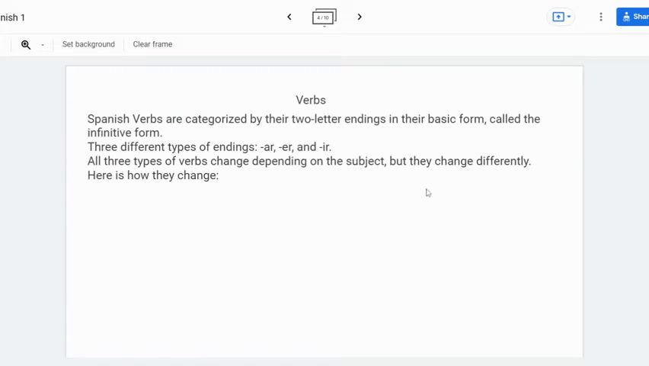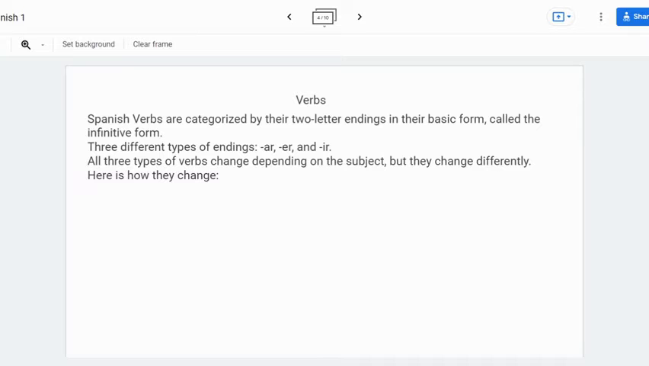Today we're going to be talking about Spanish verbs, a continuation of the Spanish introductory series. We're also going to be talking about the two most important verbs in Spanish, ser and estar. Spanish verbs are categorized by their two-letter endings in their basic form, called the infinitive form. There are three different types of endings: AR, ER, and IR.